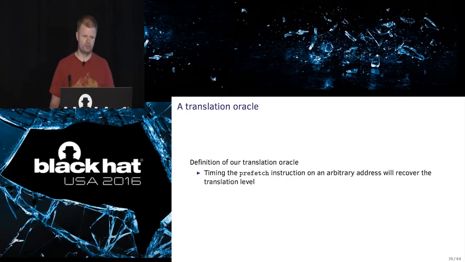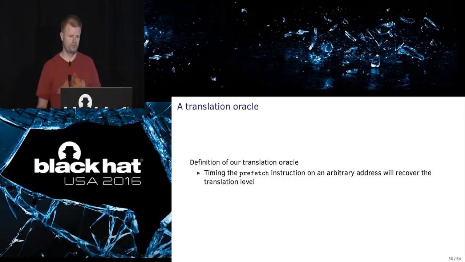Before we actually do an attack, we need to define an attack primitive. And we call this our translation oracle. And it works by timing the prefetch instruction on an arbitrary address, and it will recover the translation level. How this works is we time the prefetch instruction. The time that we get out of that, we match to the diagram you saw on the last frame. It's fairly simple. You start at the y-axis, you end up at the x-axis, and you'll see where you get.